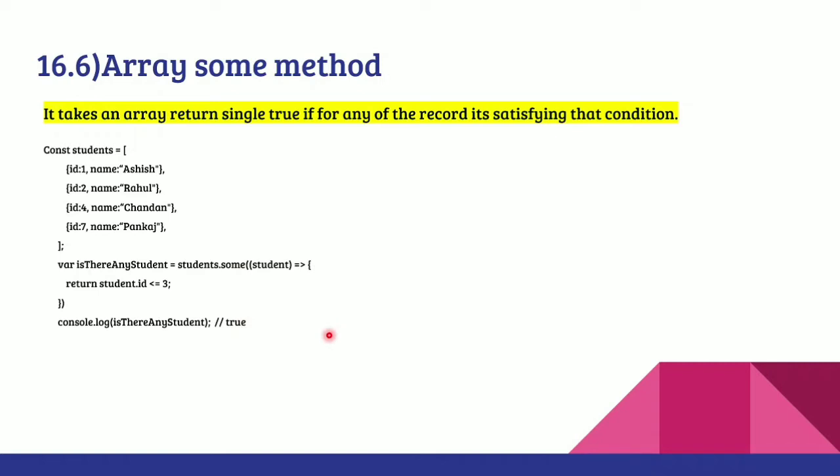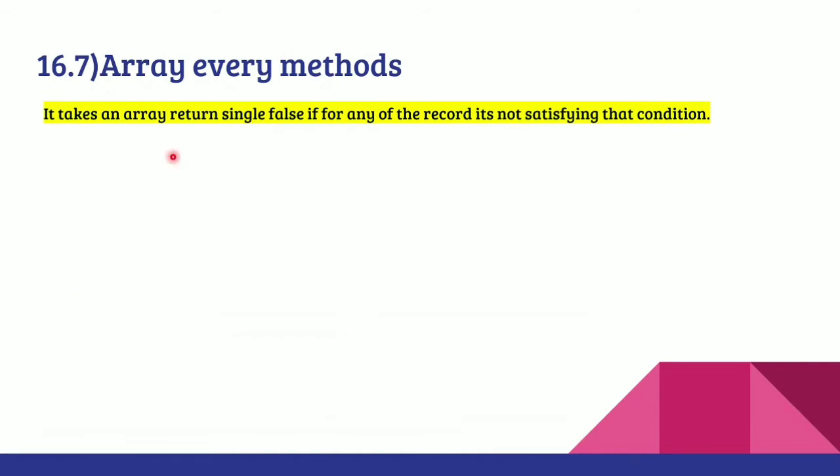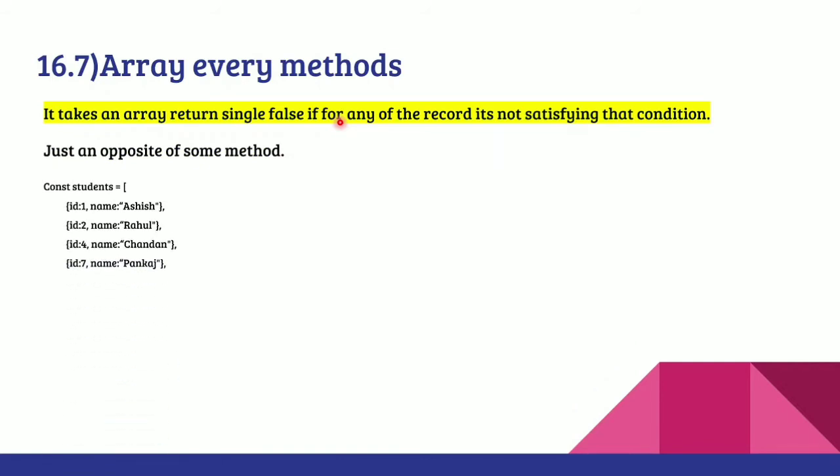Exactly opposite of the array sum method, we have the array every method. In the array every method, it takes an array and returns a single false value if for any of the records it is not satisfying the condition. So here the same array has been given to us.